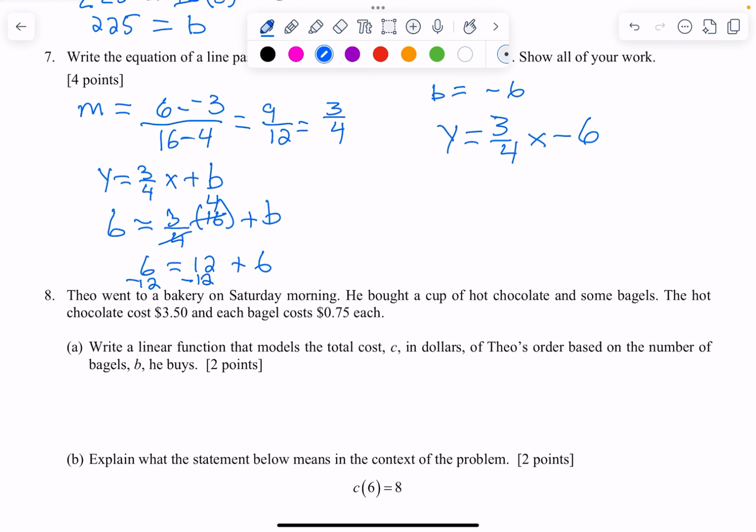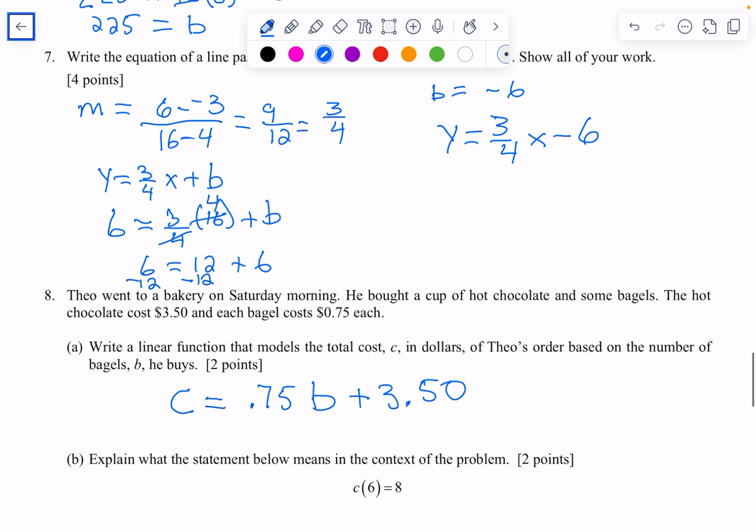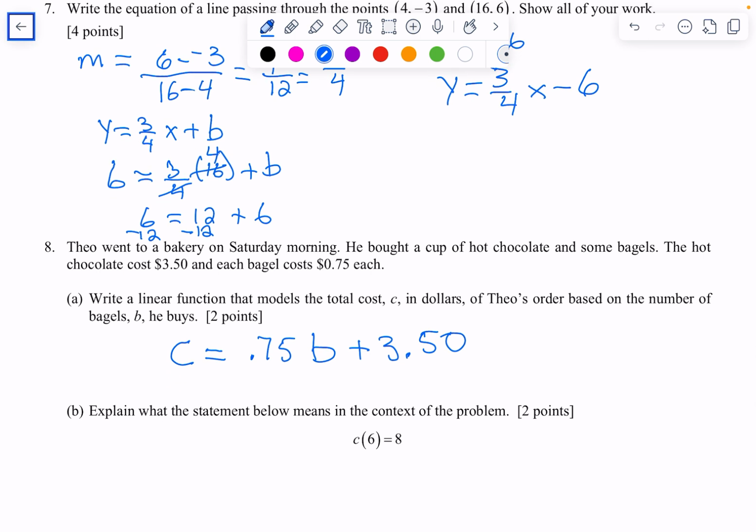Theo went to the bakery on a Saturday morning. He bought a cup of hot chocolate and some bagels. The hot chocolate cost $3.50 and the bagels cost $0.75 each. Write a linear function that models the cost of Theo's order based on the number of bagels. So the thing that's going to vary is the bagels. So it's 0.75 for each bagel, okay? And you have to add in the cost of the hot chocolate, which is $3.50. So that's a linear function that would model that situation.